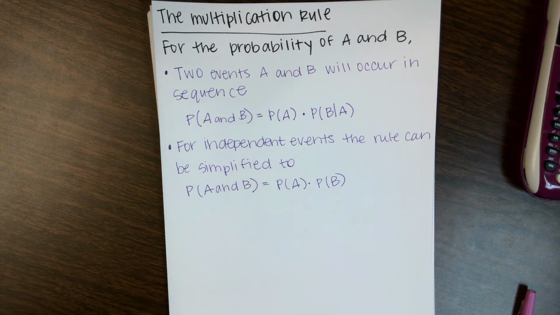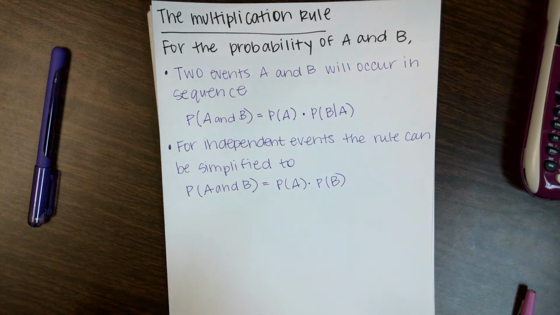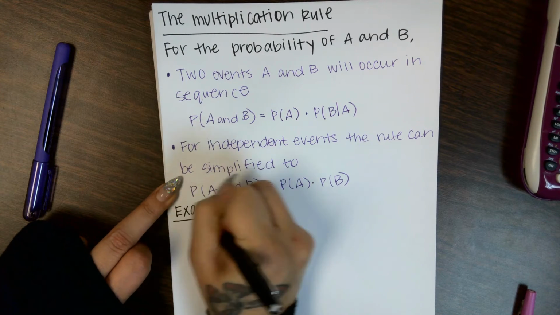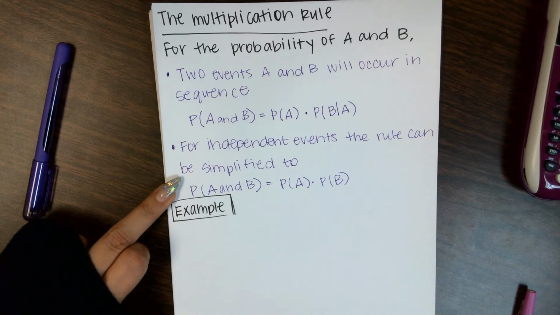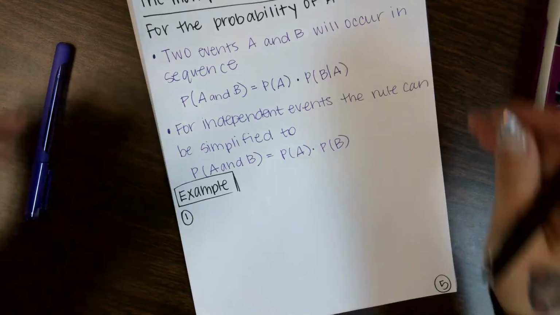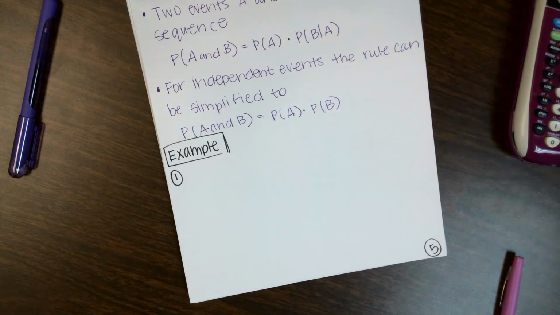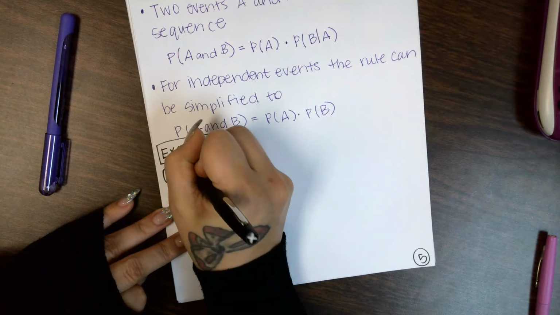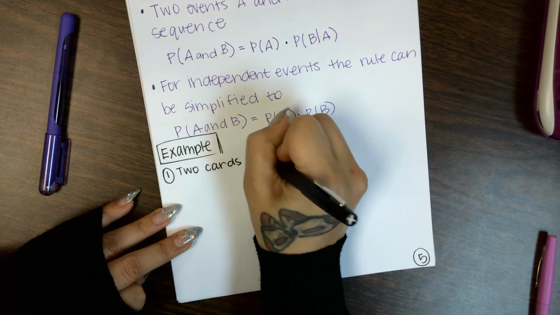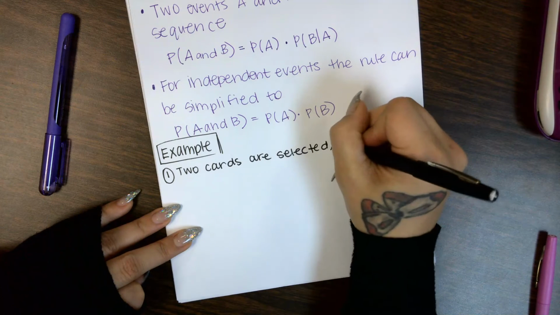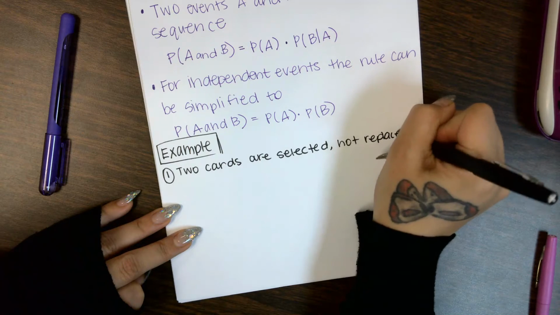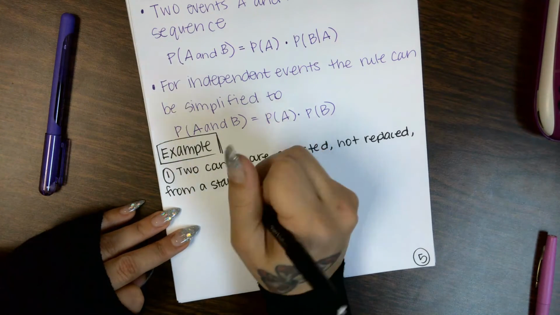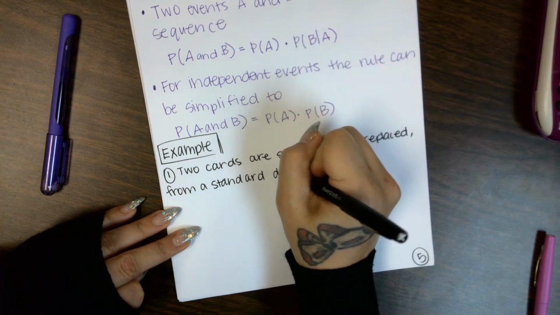Let's do an example, so you can actually see what all of these words mean put into action. Okay, so I actually have 3 examples that we're going to do. For the first one, it is a lot of writing. 2 cards are selected, not replaced, from a standard deck. They just say that so that you know that there's 52 cards in it. Remember, I gave you that handout that has the picture, so you've got that information.